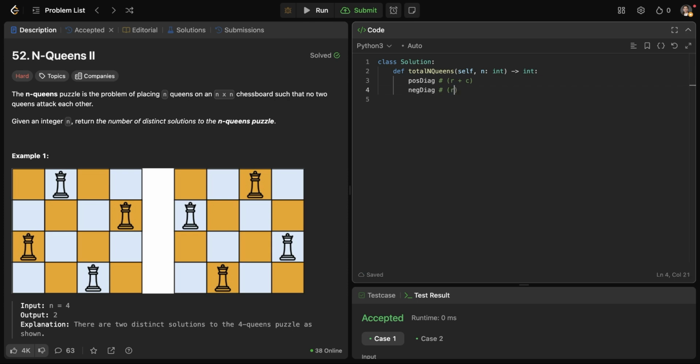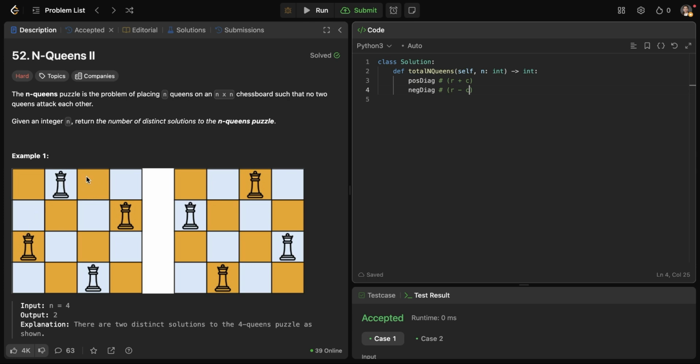Let me explain it to you with an example here. So in example 1, this is your positive diagonal, like I'm saying. You can call it any other name, but this is somewhat a positive diagonal. This is another, this is another. Here your column is 1 and your row is 0. So 0 plus 1 is 1. Here your column is 0 and your row is 1. So 0 plus 1 is 1. So your r plus c still remains the same.